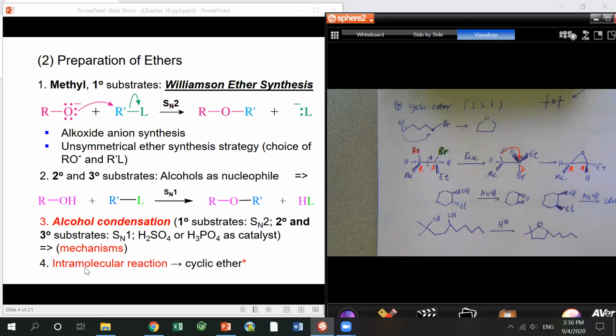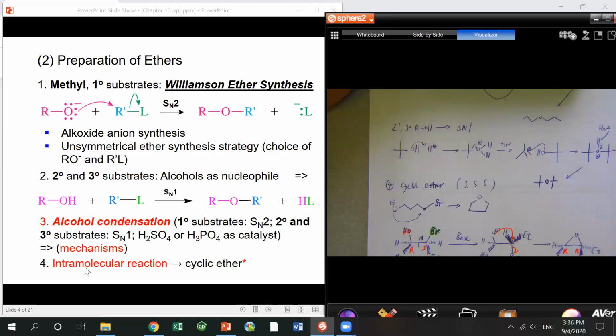First question for you guys. For these reactions, is it an SN1 reaction or an SN2 reaction? That's a kind of alcohol condensation. Type in the chat window SN1 or SN2. Yeah, perfect. SN1, that's right. You guys didn't forget.